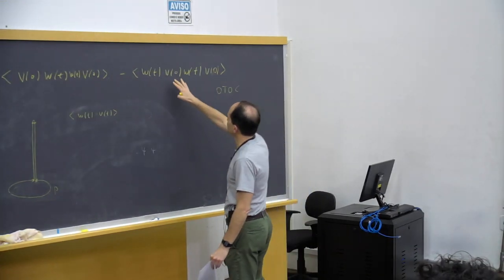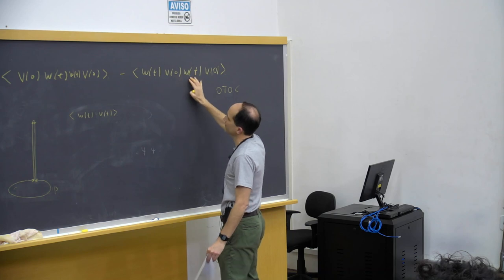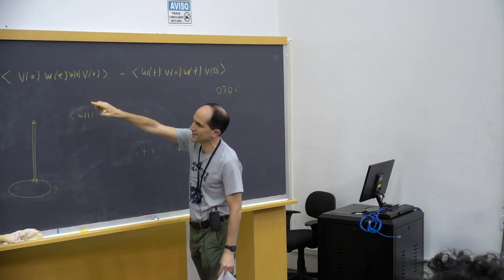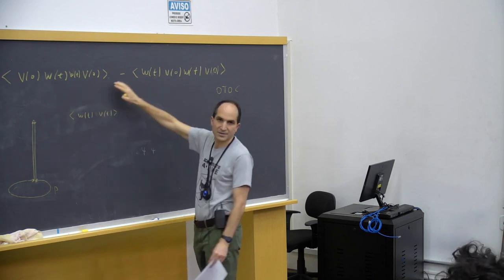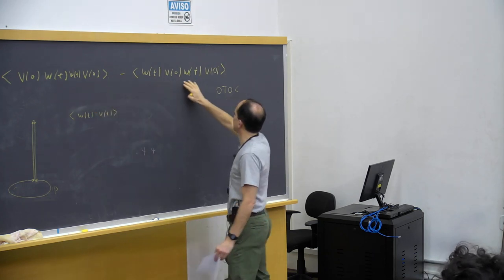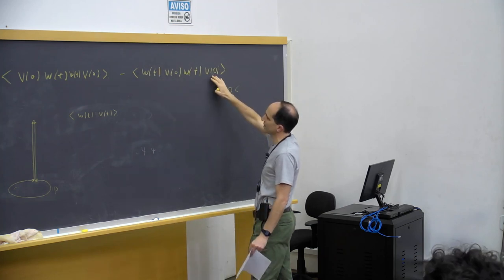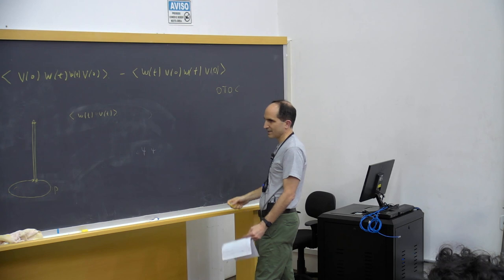Now this piece, at short times, they commute. So it's basically the same as this piece, and it will be a constant that would cancel this piece. So this starts out being zero because of a cancellation between these two. But the idea is that in this case, this correlator is expected to decrease exponentially with time.